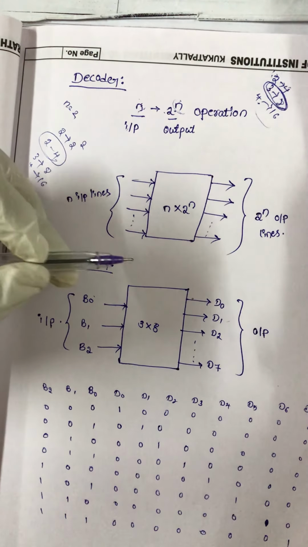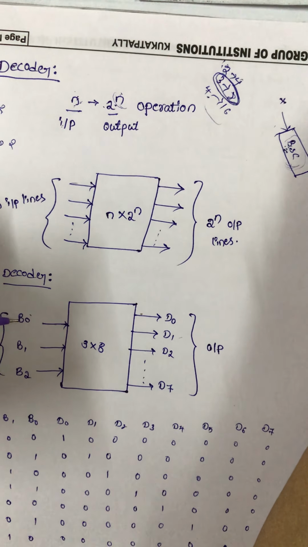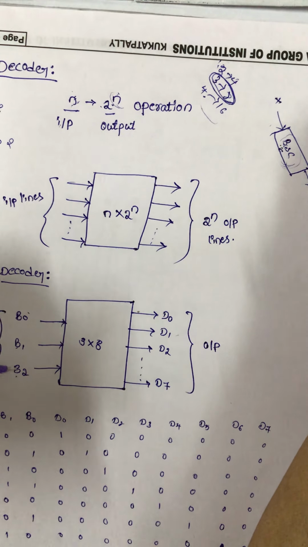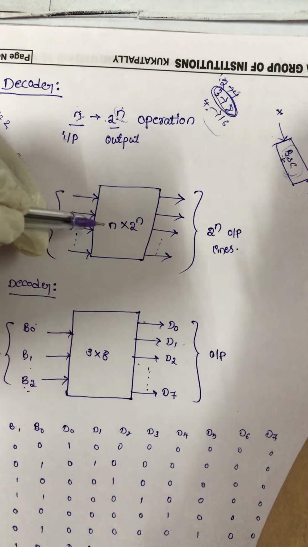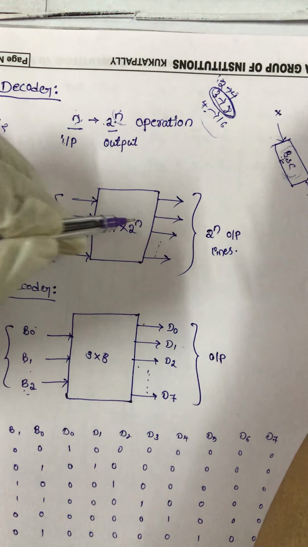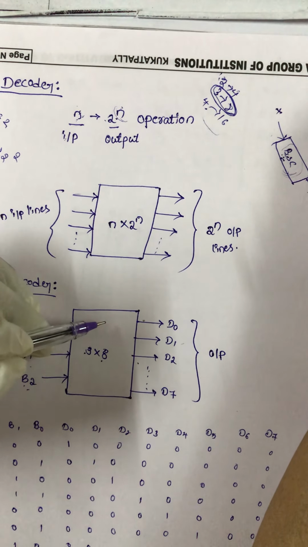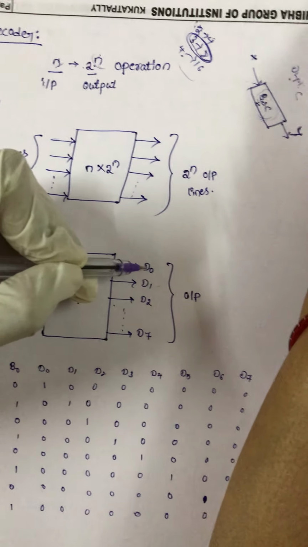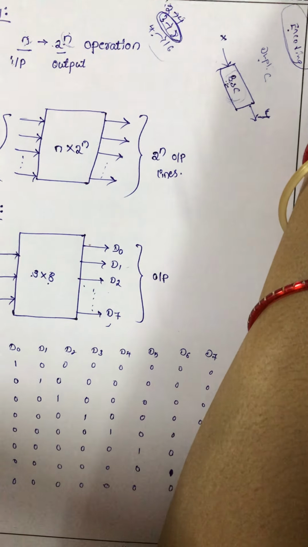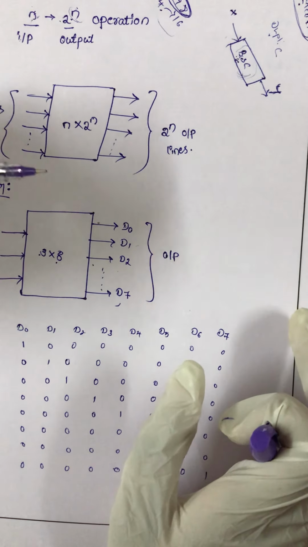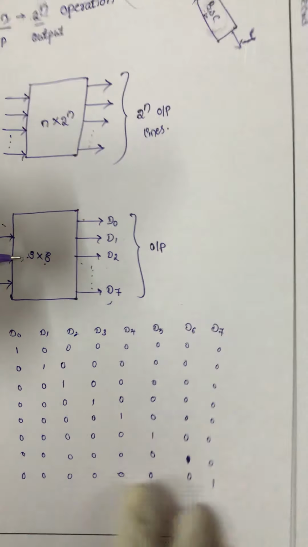Okay. So coming to 3 to 8 decoder, here the three inputs are represented by B0, B1, B2. So these three are the inputs. Coming to the output, according to the formula n to 2 power n, here n equals 3, so output lines are 8. The 8 outputs are represented by D0, D1, D2, D3, D4, D5, D6, D7. Now we have to draw the simple truth table for this decoder diagram.